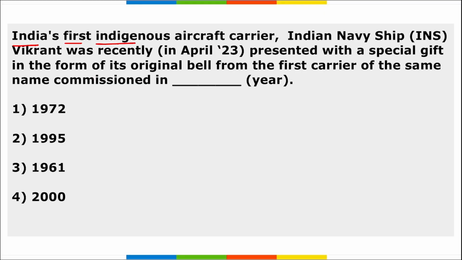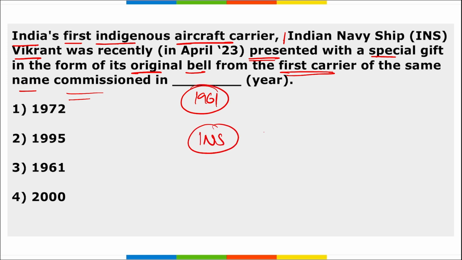India's first indigenous aircraft carrier, INS Vikrant, was recently presented with a special gift in the form of the original bell from the first carrier of the same name, which was commissioned in 1961. So INS Vikrant recently got the original bell from the carrier of the same name that was commissioned in 1961, right?